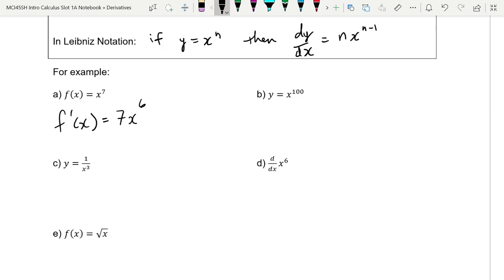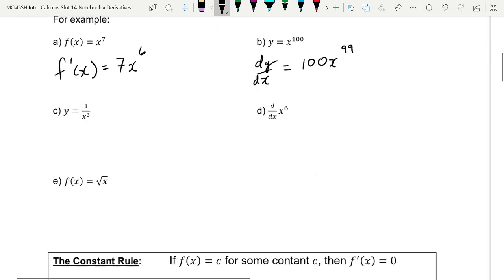Let's do this one in Leibniz notation. If y is equal to x to the power of 100, the derivative of y with respect to x is 100x to the power of 99. And thank goodness we have this rule. Could you imagine doing question B by first principles? We'd have to expand x plus h to the power of 100. Better break out the Pascal triangle there and figure out what the coefficients are on that thing when you expand it.